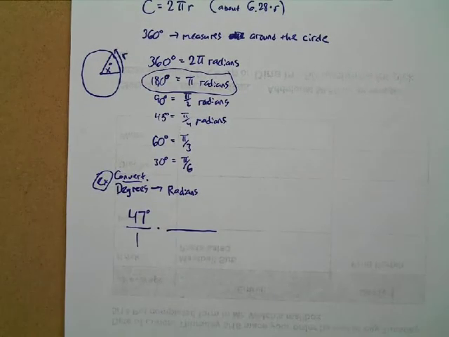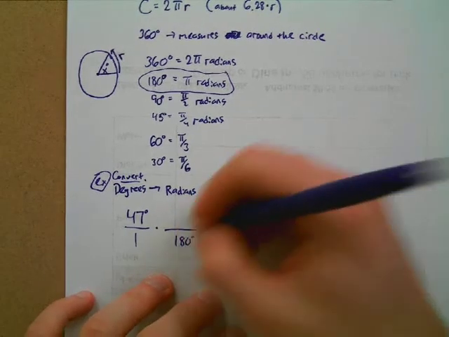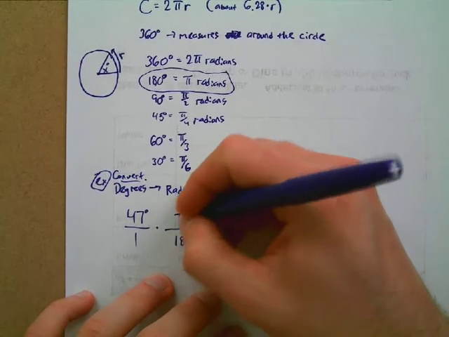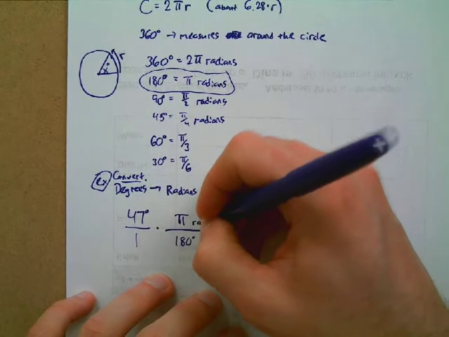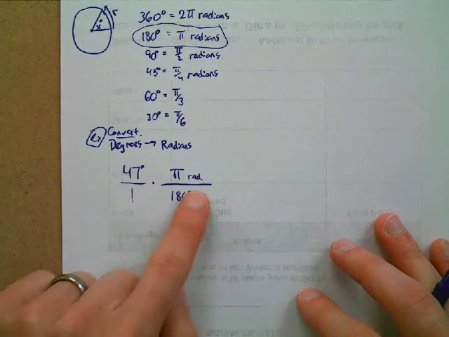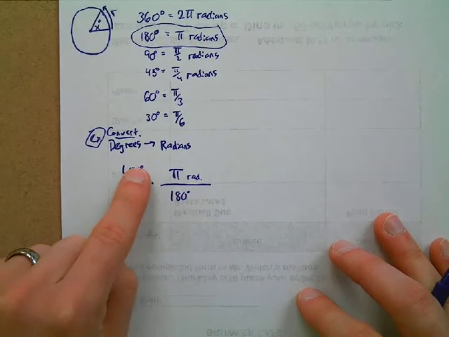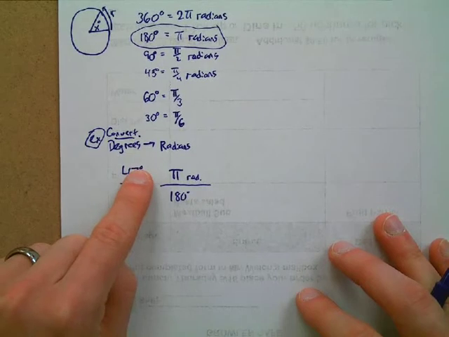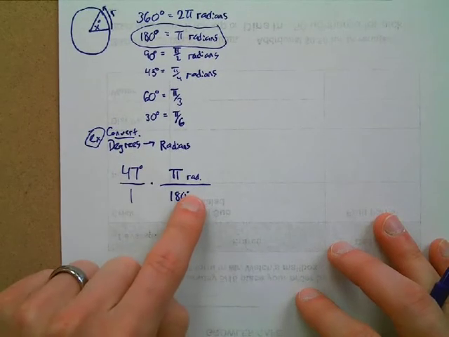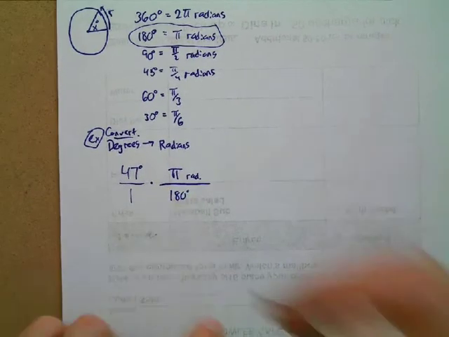I'm going to put the 180 degrees in the denominator and the pi radians in the numerator. Now, why did I do that? Well, because when you have two fractions that you're multiplying together, the numerator unit, to get it to cancel out, I want to put the same unit in the denominator. So I have my numerator unit here of degrees. I need to put my degrees in the denominator then, so that way my units will cancel.